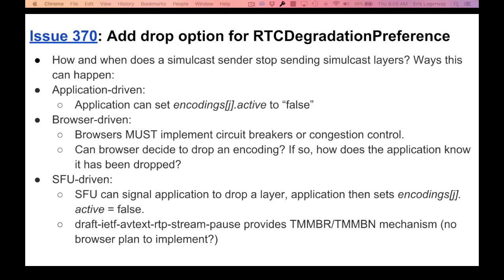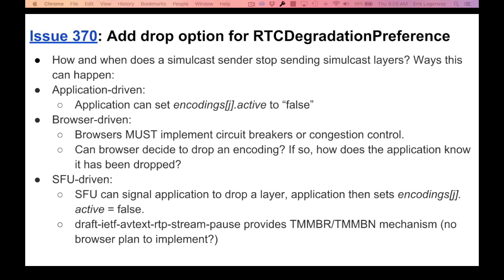So a couple of ways this can happen. First of all, the app can, of course, set encodings.active to false if it wants to stop anything on its own. A second way is that the browser could conceivably stop. There is a mandate for congestion control, either circuit breakers or congestion control mechanisms. So the circuit breaker could just fire and stop something. That is in the IETF specs. There is a question about how the application knows that the circuit breaker is fired, but that's a secondary question.